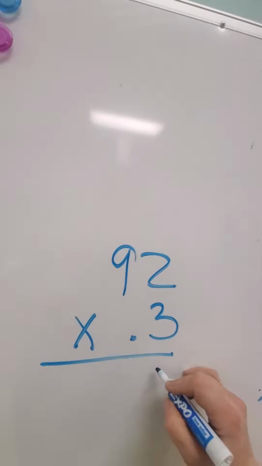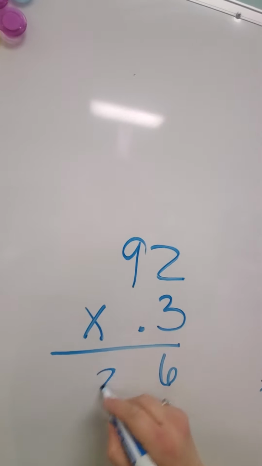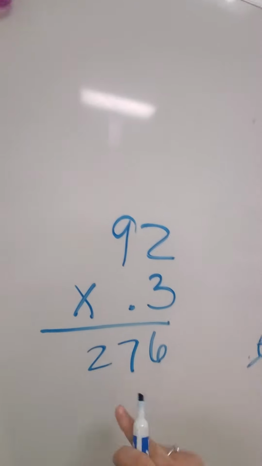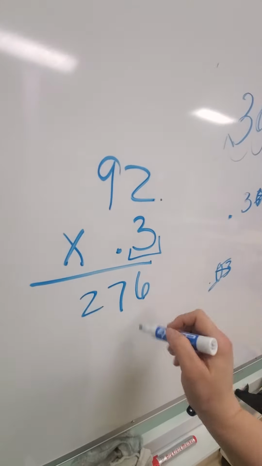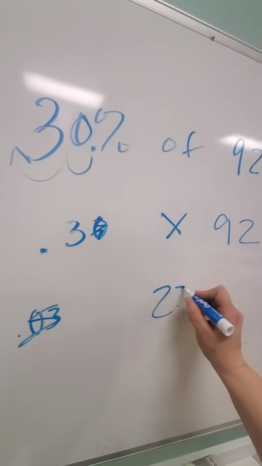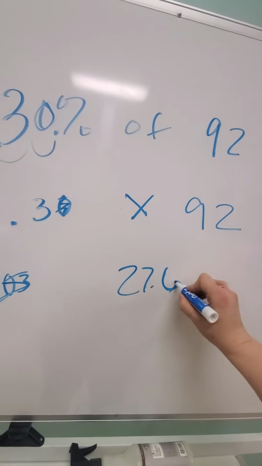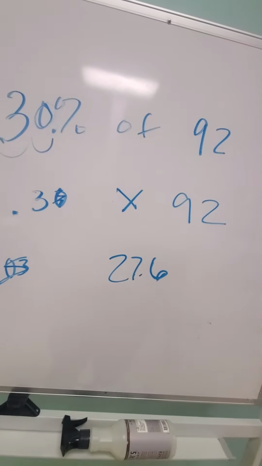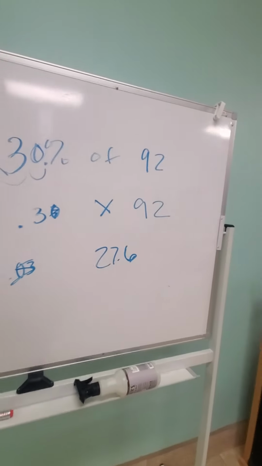3 times 2 is 6. 3 times 9, 9, 18, 27. Okay, 276. I have 1 to the right of the decimal here and none here. It's 27.6. And this does look to be about a third of 92, because a third of 100 would be 33.3. So we are doing well there.